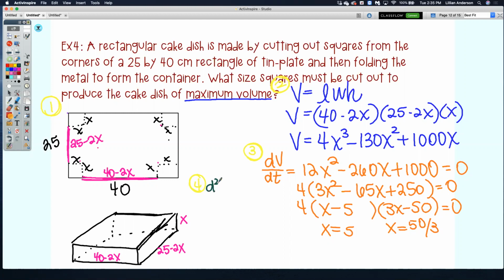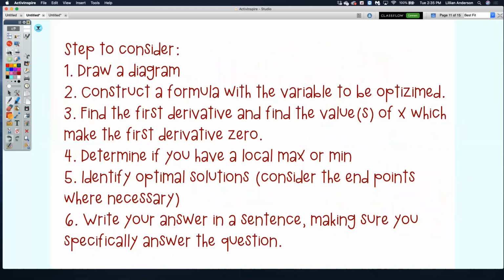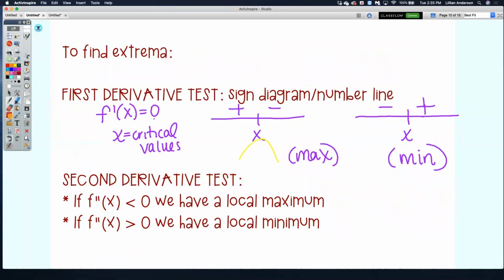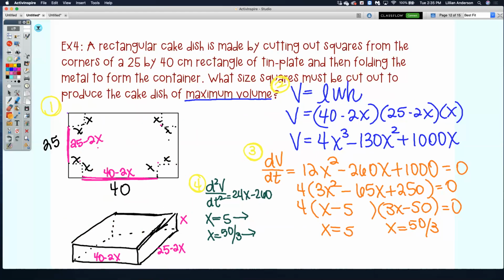This becomes 24x minus 260. What I want to do is evaluate this when x is equal to 5 and when x is equal to 50 over 3. And according to the second derivative test, if it's less than 0, I have a maximum. If it's greater than 0, I have a minimum. So when I plug in 5 into the second derivative, is it a positive or a negative number?